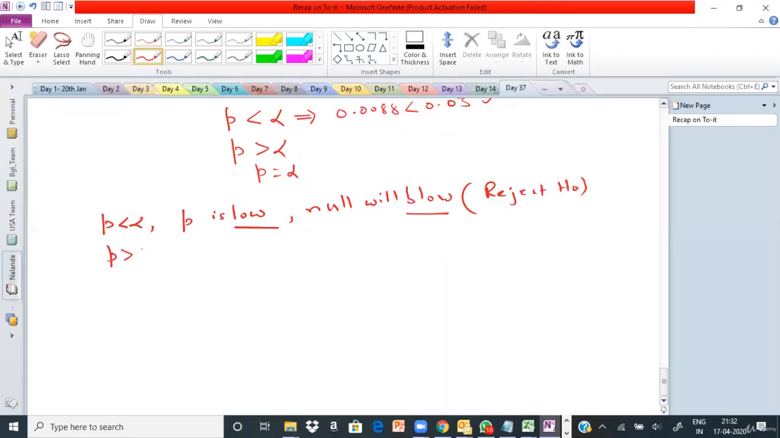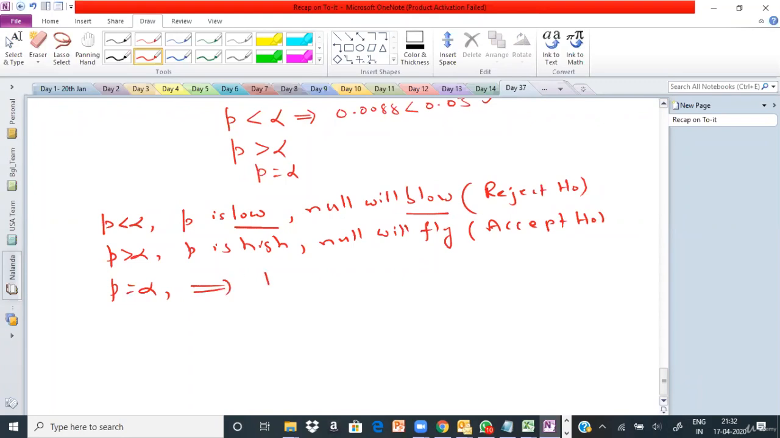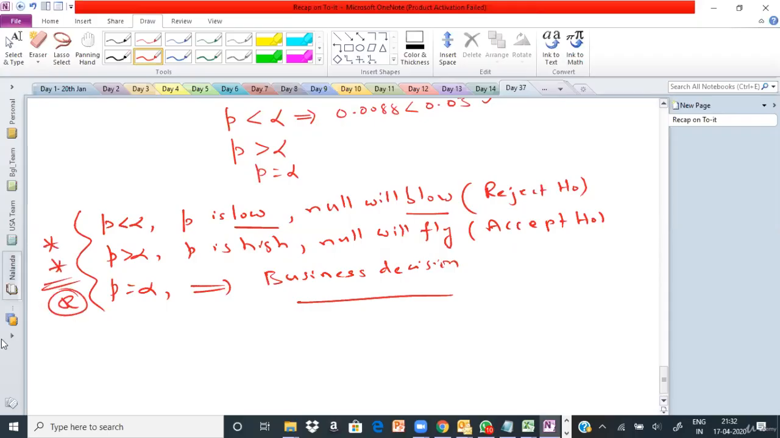When P is greater than alpha, that means P is high. Null means null hypothesis. Null will fly, meaning accept H naught. When P equals alpha, then it is purely driven by the business, and the business decision is the final decision. Remember this. This is the P test, the P method, guys.